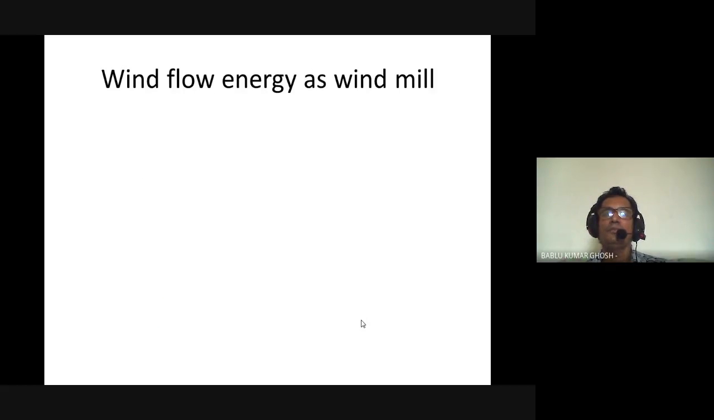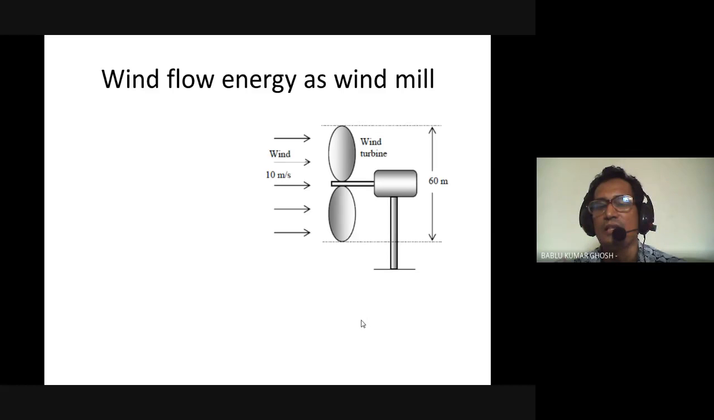Now wind flow energy, as in a windmill. Similar to water flow, there must be wind energy flow. Wind energy flow, how? This is the wind turbine. It is facing against the wind direction. So if, say, the wind velocity is 10 meters per second, which is huge, it will cross the blade of the turbine and it must rotate.